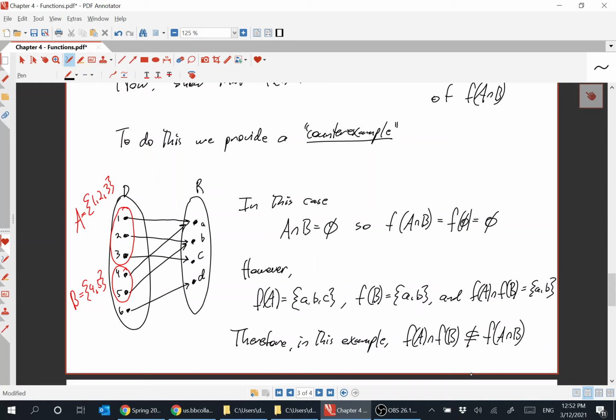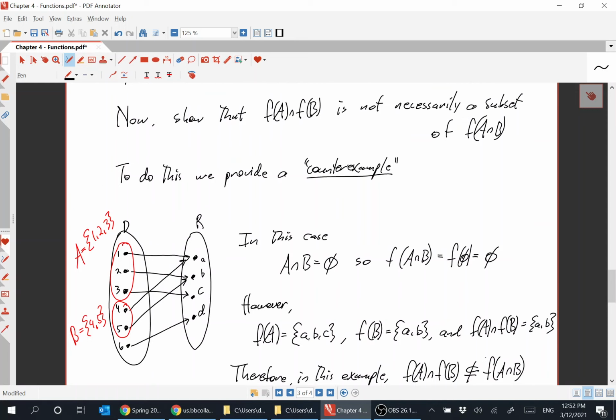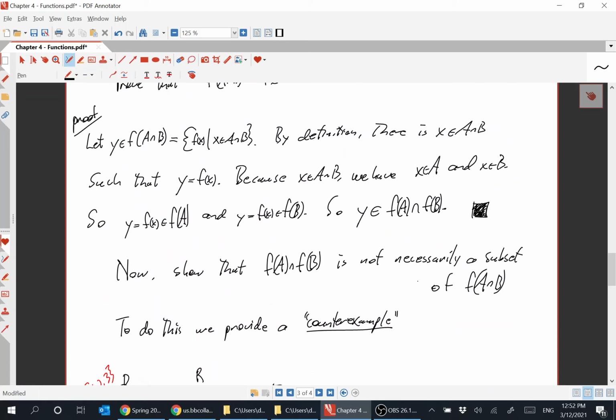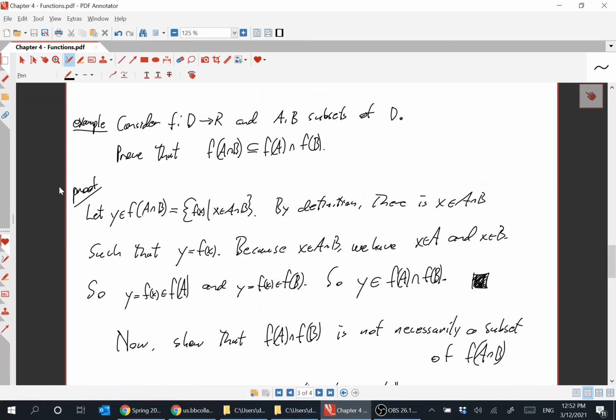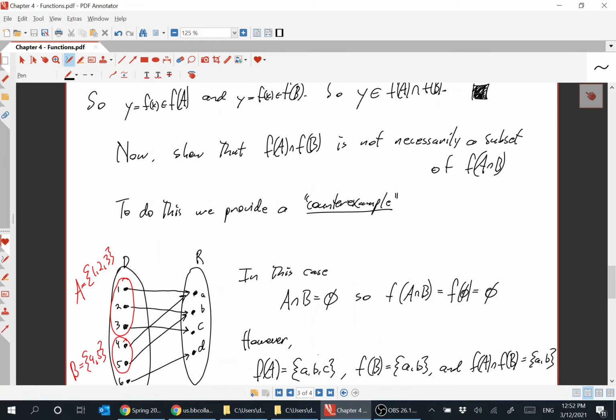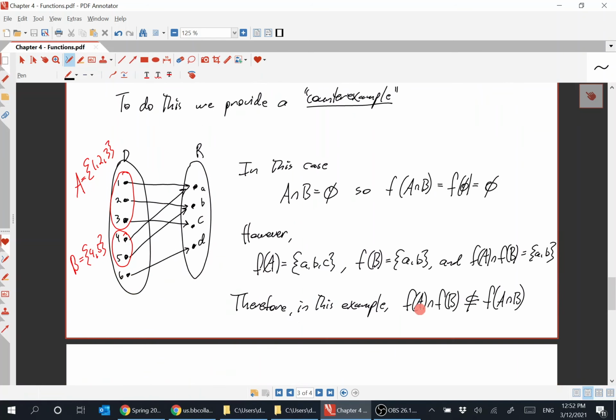So that's a rather disappointing property of functions: the image of A intersection B is a subset of the image of A intersection the image of B, but not the other way around. The image of A intersection the image of B is not a subset of the image of A intersection B.